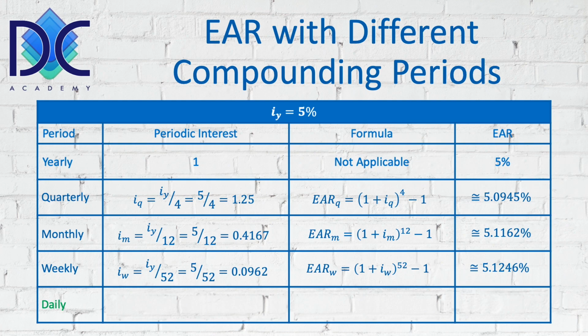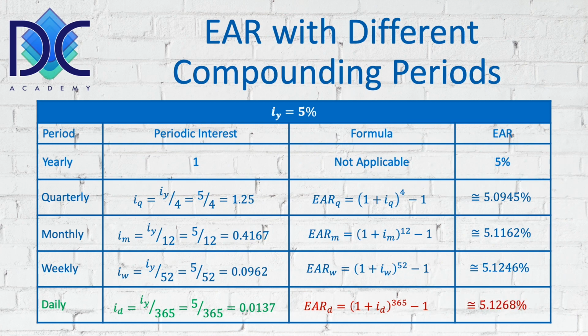previous presentation. We find that the periodical interest rate is 5 divided by 365, and when we put it in the effective annual rate formula, we find that we have (1 plus the daily interest rate) to the power of 365, one complete year, minus 1, and it gives us 5.1268%. So these are the different examples that we have when we have that calculation.